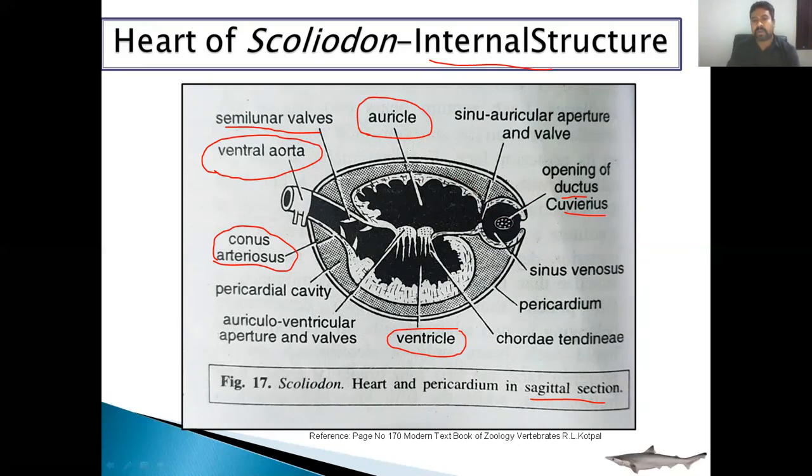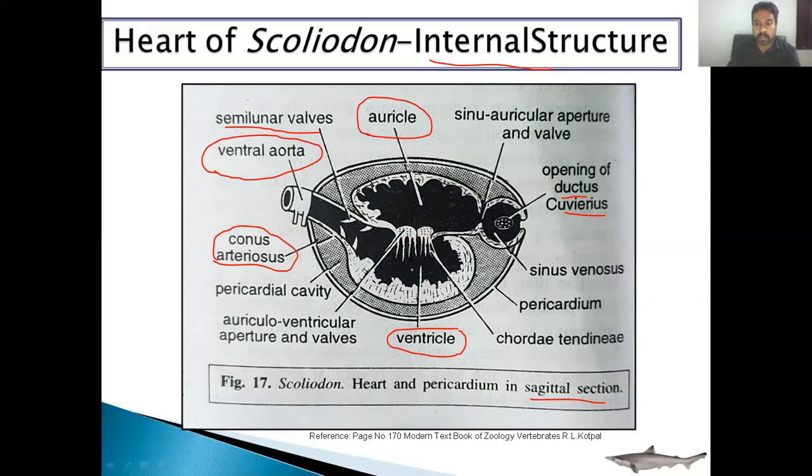Actually, the term auricle comes from the word ear. The structure is like a human ear, like our external ear. This auricle has a thick wall, and it opens to the ventricle by an aperture. That aperture is called the auriculo-ventricular aperture. It is guarded by pocket-shaped valves, which prevent the backflow of the blood.